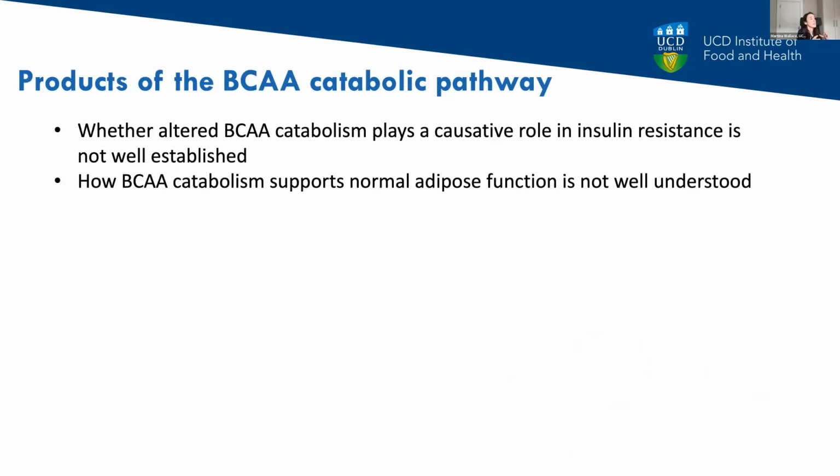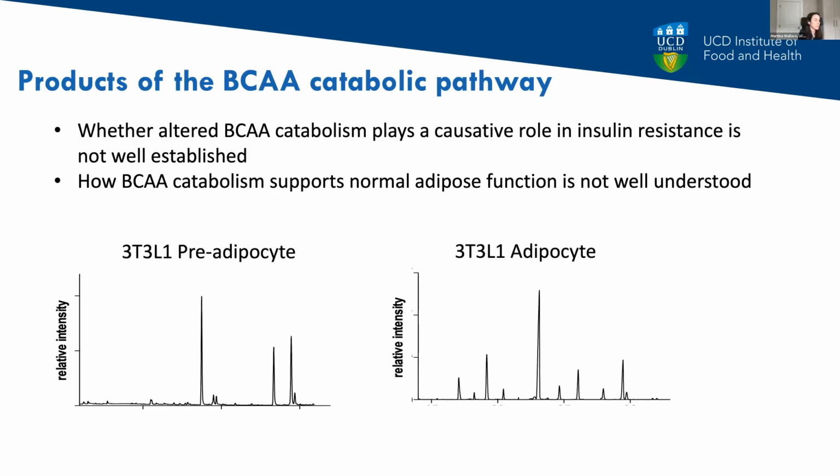Okay, so although there was a lot of evidence showing that elevated branched chain amino acids correlate with insulin resistance, whether or not they play a causative role is still unknown or not well established. In addition, how branched chain amino acid catabolism supports normal adipose function is also not well understood. So we decided to look and see if branched chain amino acid metabolism produces anything unique within the adipose tissue that might support adipose tissue function.